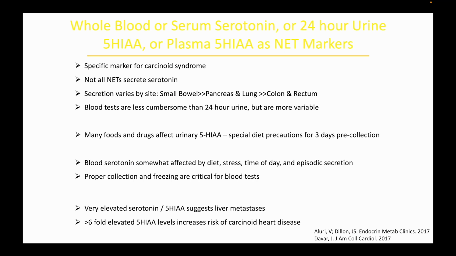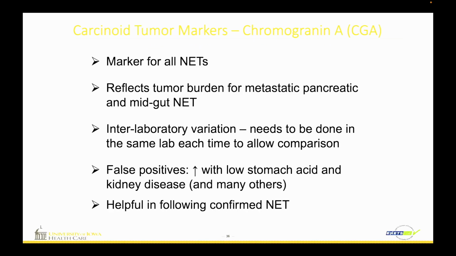The level of elevation of these things is important. Very elevated serotonin or 5-HIAA really suggests that a person might have tumors in their liver. Generally, that's what it suggests. We'll talk about that more in the next talk. Very elevated 5-HIAA levels or serotonin levels are a big risk for carcinoid heart disease, which we will talk about some more.